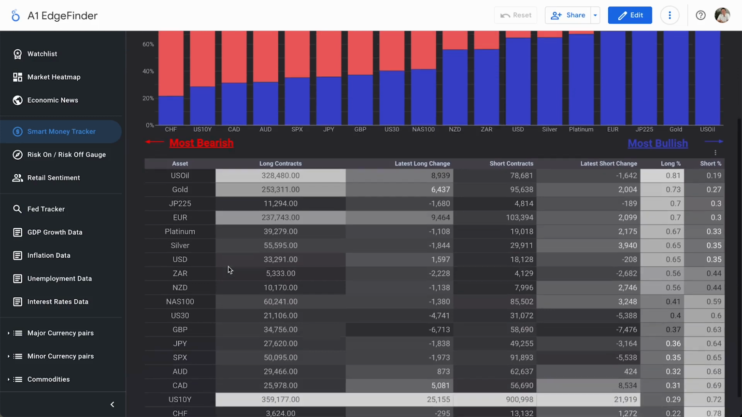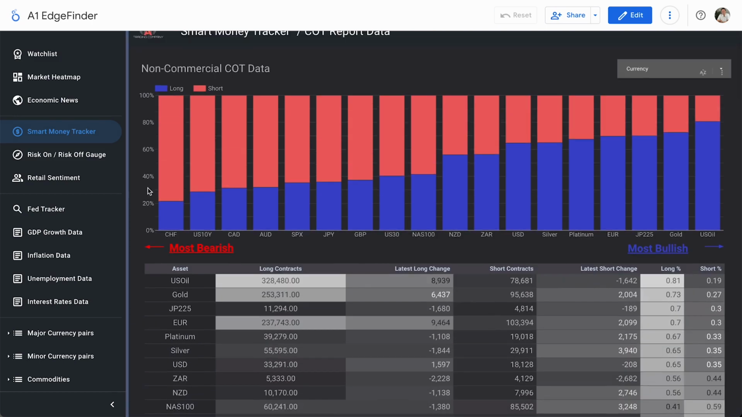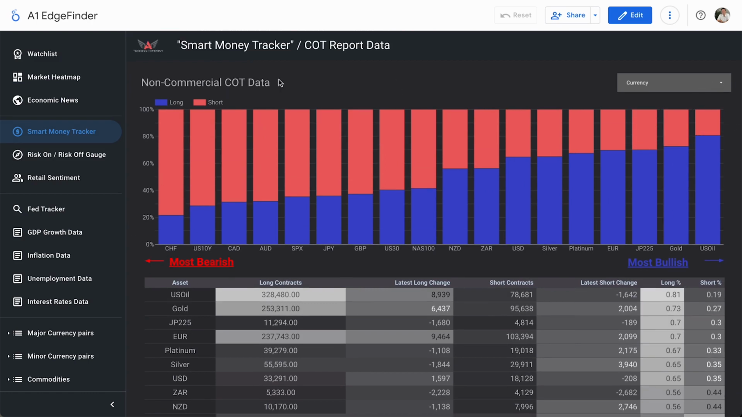All right, and we also have, in case you want to pause the video, screenshot this, take a look. Here are our total long contracts open for each of these assets, the total short contracts open for all of these assets, the changes long since our last update, the changes short since our last update, and of course the percentage long and short here, so you can get a full look at everything, get those percentages in case you are interested. But we also do have it listed from most bearish to most bullish right here. So quick look at COT data, seeing what our smart money traders are up to.